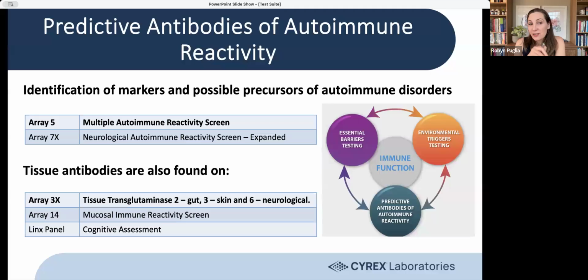In Array14, which is our mucosal immune reactivity screen, there are autoantibodies looking at gut-specific and enteric nervous system tissues. And then in the Alzheimer's links panel, we are doing a deep dive into the immunology of cognitive decline. So there are multiple autoantibodies there associated with dementia, Alzheimer's disease, and the neurology of cognitive decline.